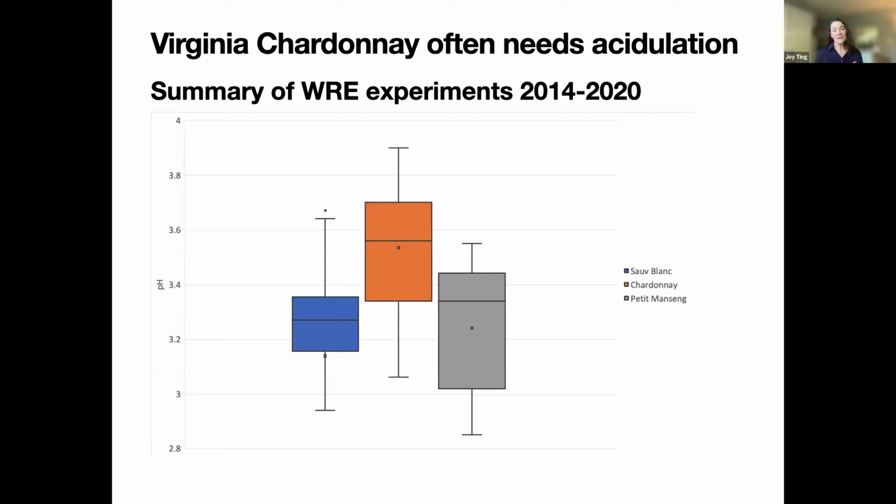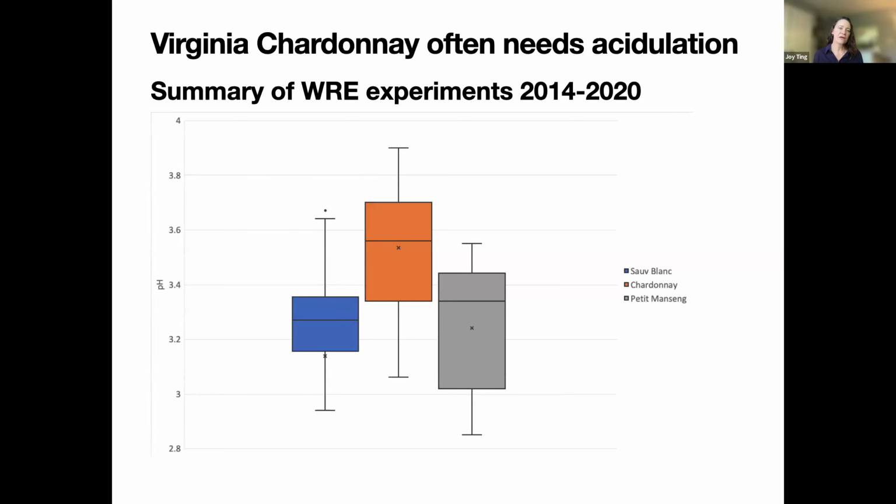So, much like what we just saw in the poll there, much like Corry's experiences and mine as well, most of the time in Virginia we probably have Chardonnay that comes in with juice chemistry where the pH is a little bit higher than we would want it to be for our final target pH.